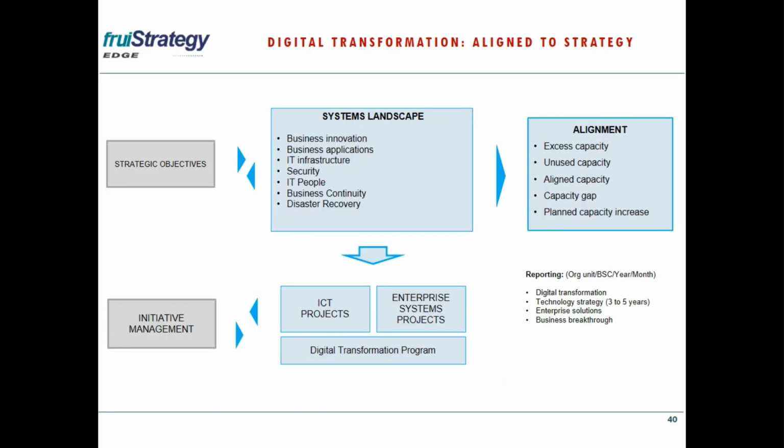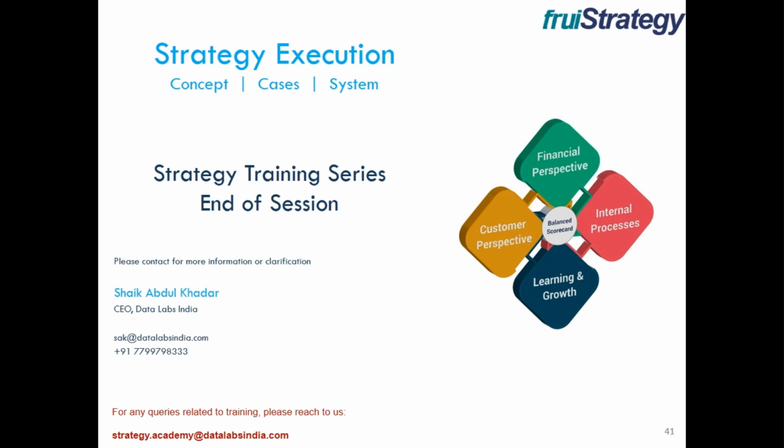We need to align digital transformation to the strategy. The diagram shows the systems landscape, which includes business innovation, business applications, IT infrastructure, security, IT people, business continuity, disaster recovery, alignment to the strategy to manage excess capacity, unused capacity, aligned capacity, capacity gap, planned capacity increase, reporting, org unit or BSC or year or month, digital transformation, technology strategy 3 to 5 years, enterprise solutions, business breakthrough. This is the end of the session on alignment.